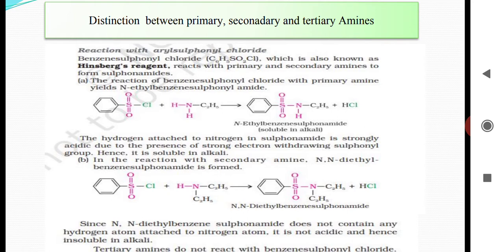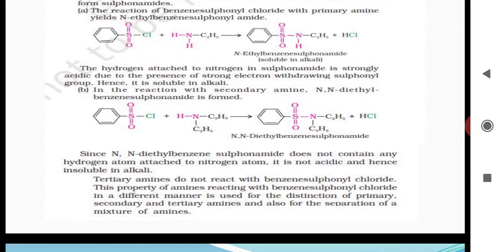Okay. Now the secondary amine. In the secondary amine, HCl will be removed and the compound after the reaction will be N,N-diethyl benzene sulfonamide, right? Now this does not contain any acidic hydrogen, so it will not dissolve in the alkali. But what will happen with tertiary amines? If I take a tertiary amine, there is no hydrogen at all. It means 3 R groups will be there, so it will not react with the benzene sulfonyl chloride. So this is the method of distinction between the primary, secondary and tertiary amines.